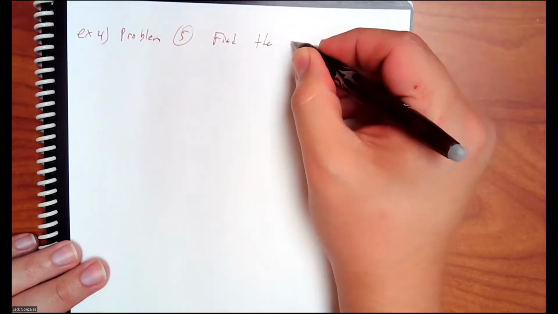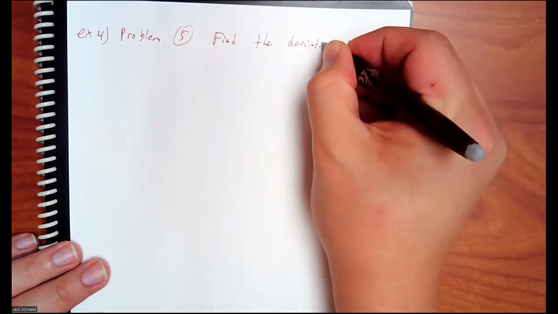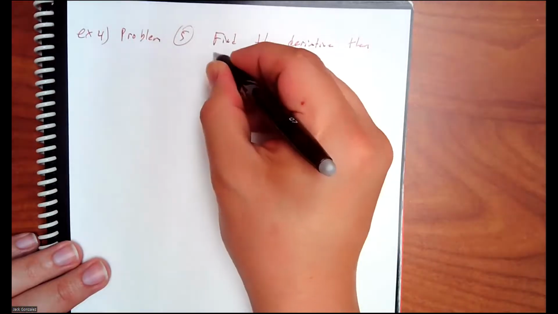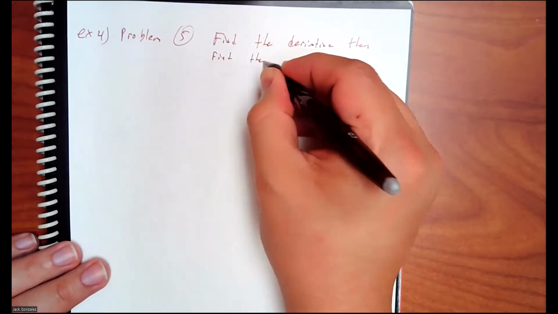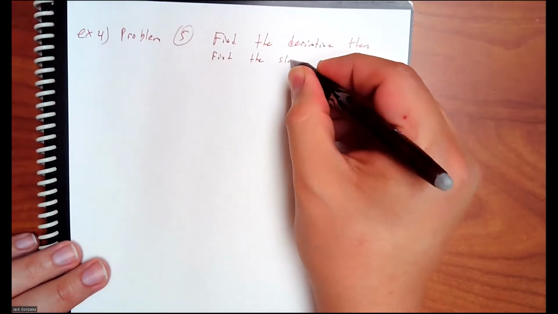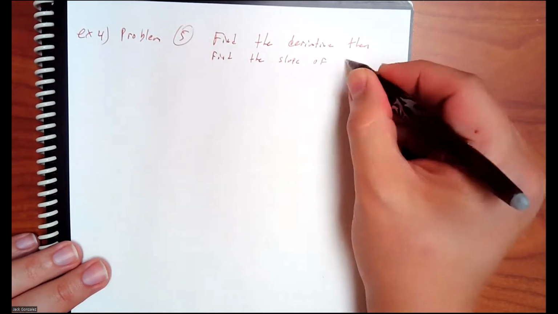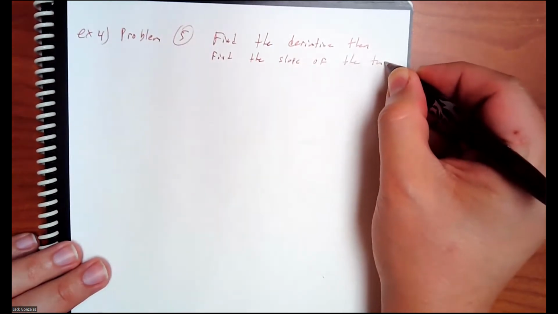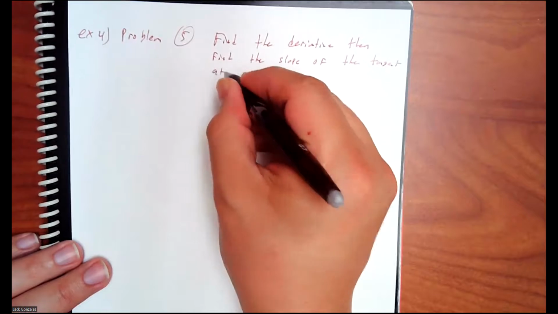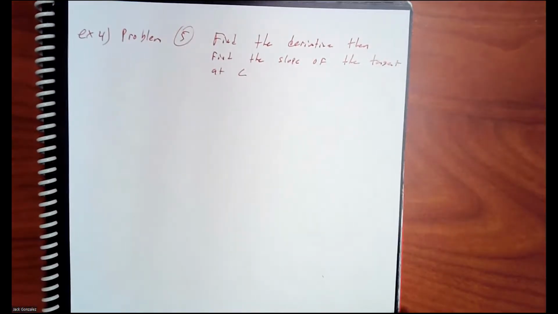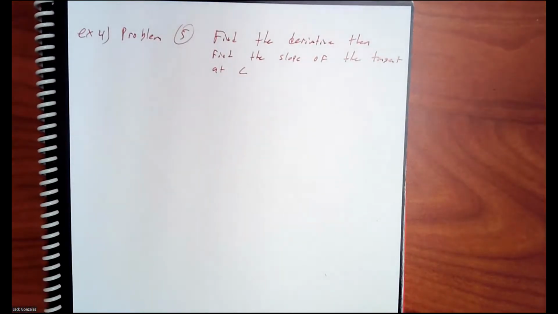Find the derivative, then find the slope of the tangent line at C. It's f prime of c is what it's saying. They don't say any of that, but that's what it means, right? The derivative, the implicit derivative, is giving you a slope.